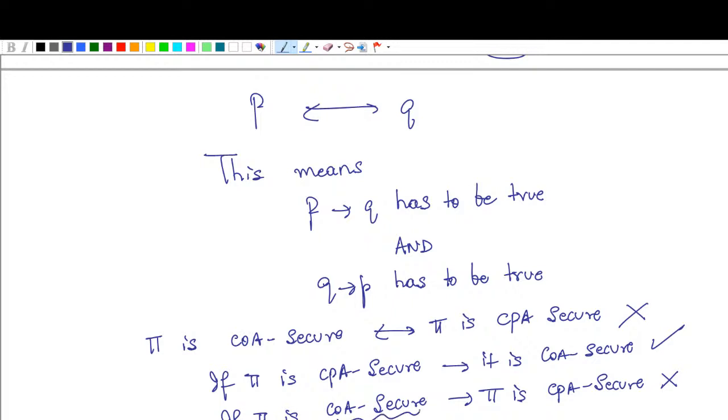So for example, stream ciphers are COA secure. The PRG-based constructions are COA secure, but they are definitely not CPA secure because they are deterministic encryption schemes. So that's why this reverse implication is wrong. So there is no relationship, as far as necessary and sufficient condition is concerned, between the two notions of security. You might have implications in one direction, but the other direction implication may not always be correct. Okay.